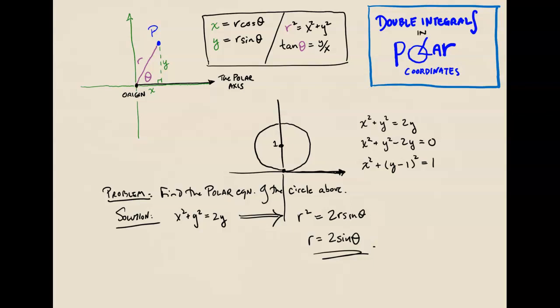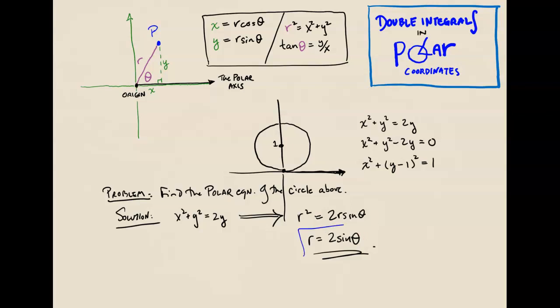That is true, but in this case it won't matter, because when r is 0 in the polar coordinate system, no matter what theta is, that corresponds to the origin. And the origin is already a point on this graph. Just let theta be 0, and we would have r equals 0, even after dividing that out. So we haven't lost anything by dividing by r.